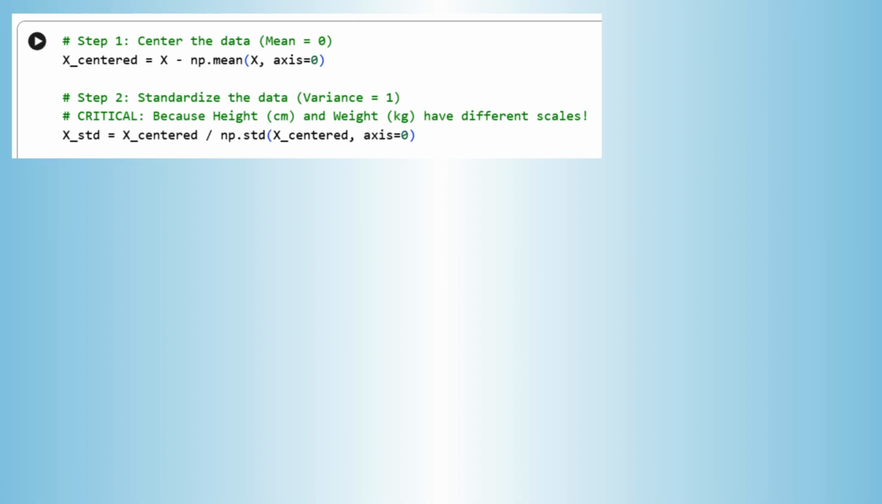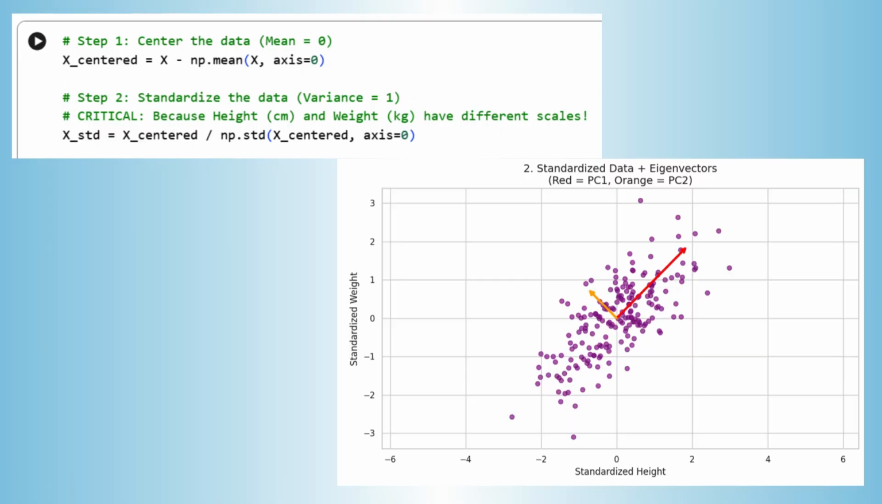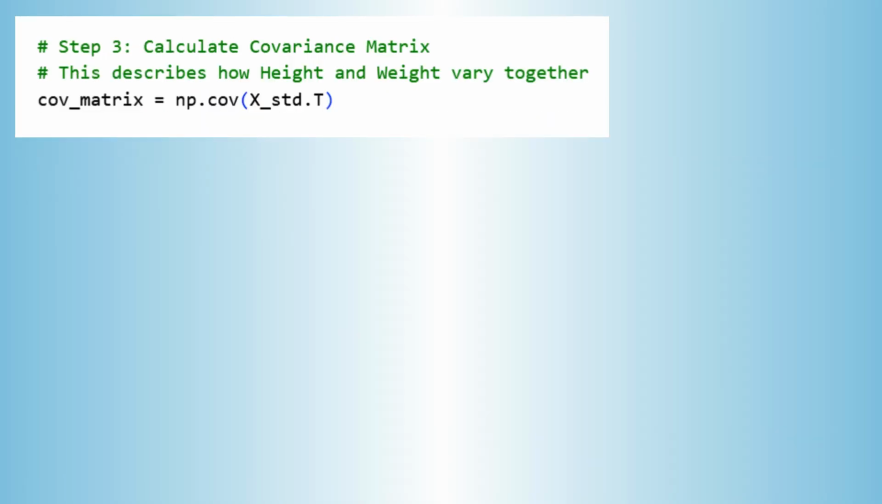So we execute step 1 and 2. We subtract the mean and divide by the standard deviation. Now, a tall person and a heavy person are measured in the same units. Now, we apply the formula we just saw, the covariance matrix. This matrix captures the shape of our data cloud.